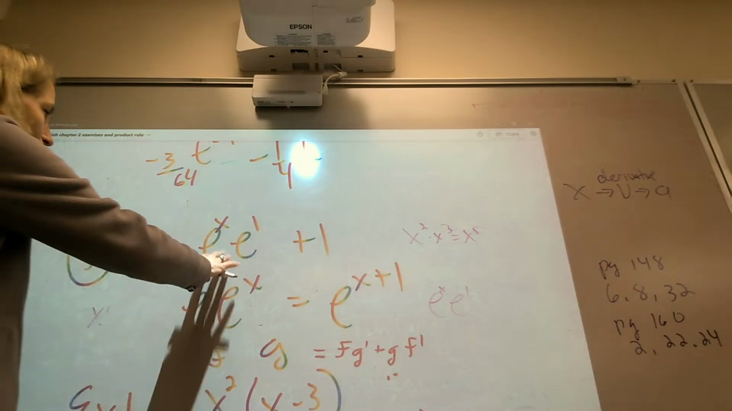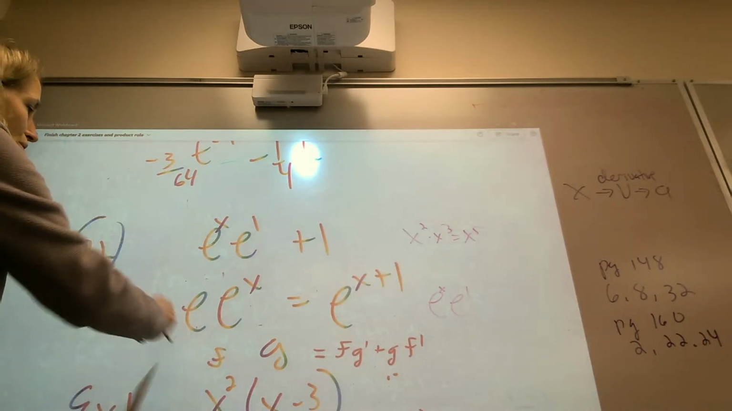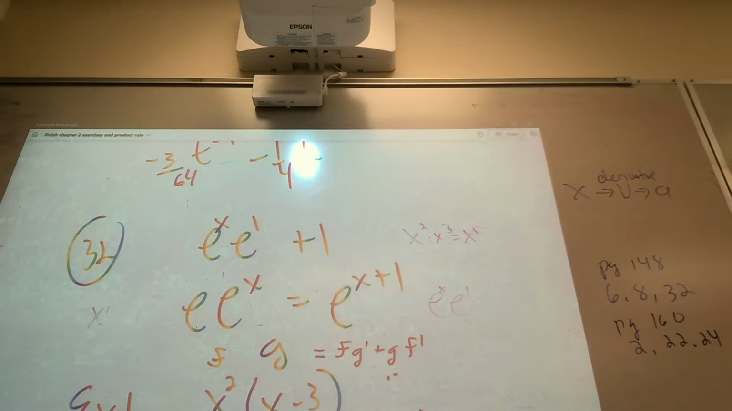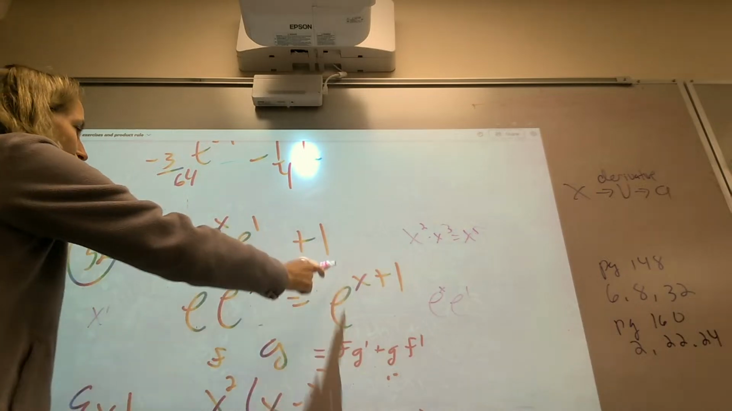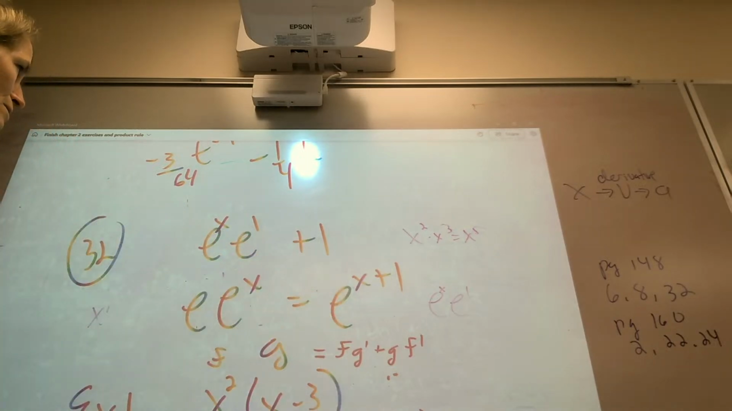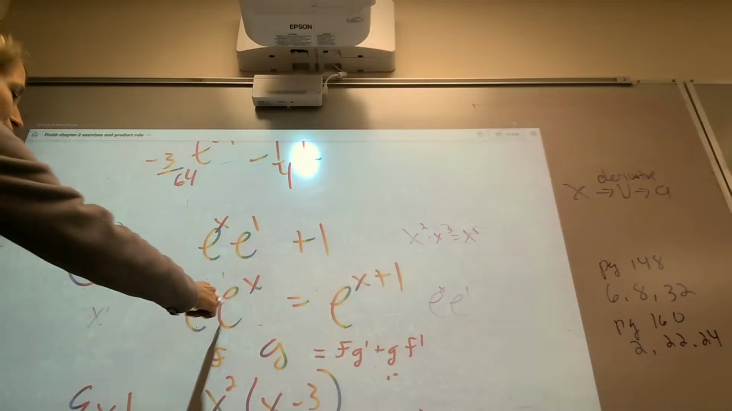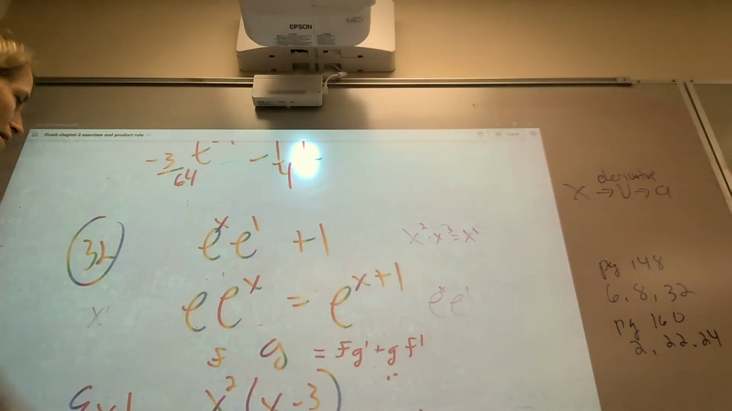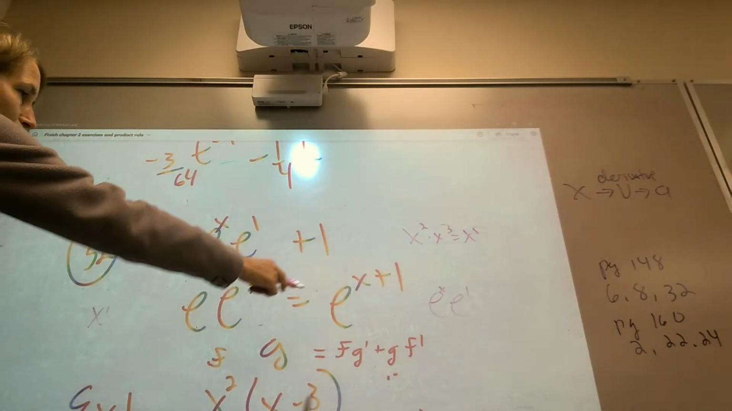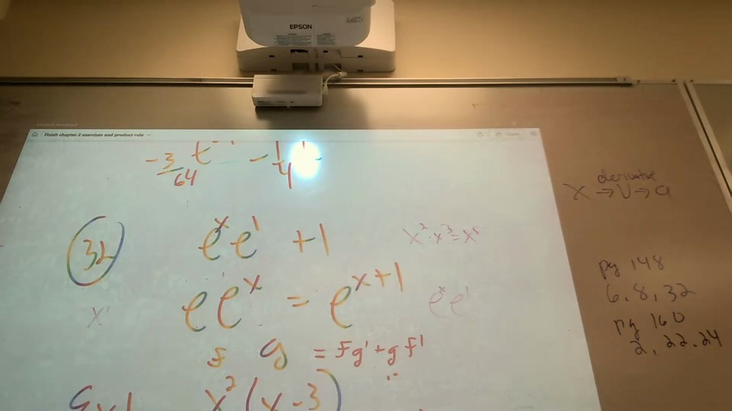So we start out with this, where e is just a number. So I take the derivative of 1 that goes away, and then the derivative of e to the x is e to the x. And so I end up with just e to the x, which is the same thing again. You end up again with e to the x plus 1. Okay, so the 1 went away.